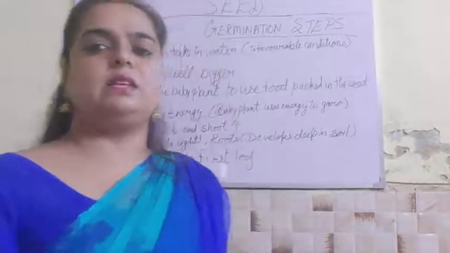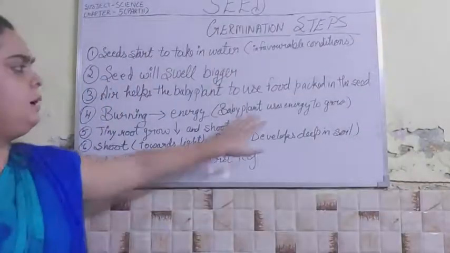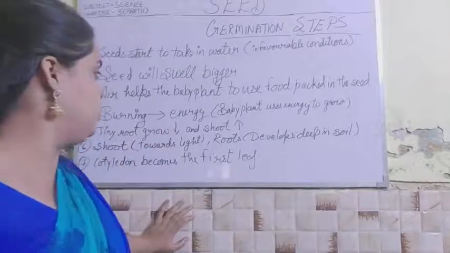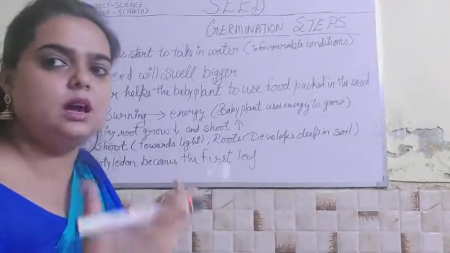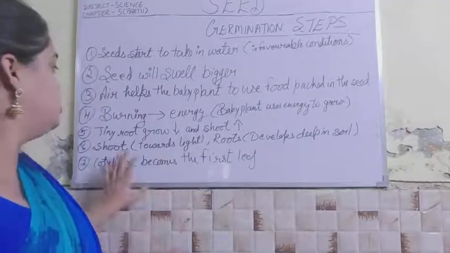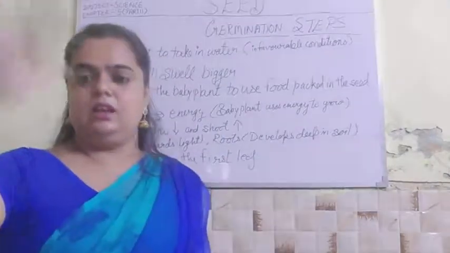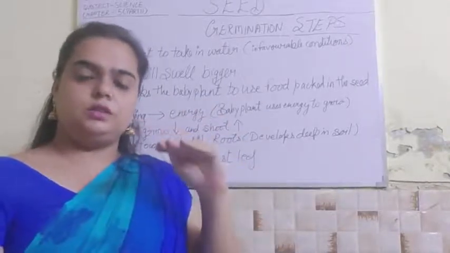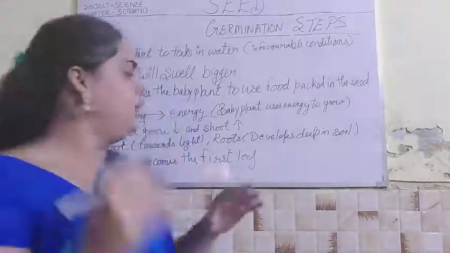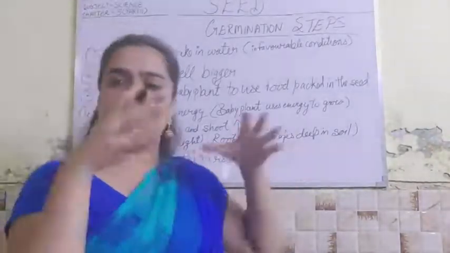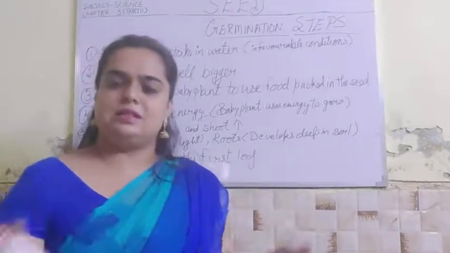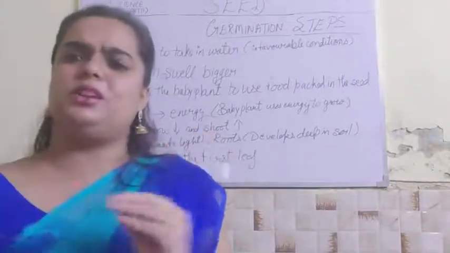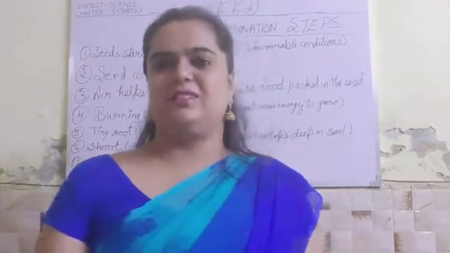Okay children, see what happened here: the baby plant uses the energy to grow. After that, tiny roots start growing downwards and the shoot starts growing upwards. The shoot grows towards the light, at the upper part, above the surface of the earth. And the roots develop deep in the soil. After that the cotyledon becomes the first leaf, the first beautiful leaf comes out when the seed germinates.